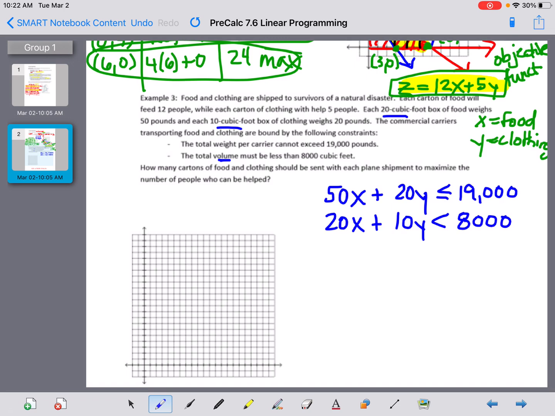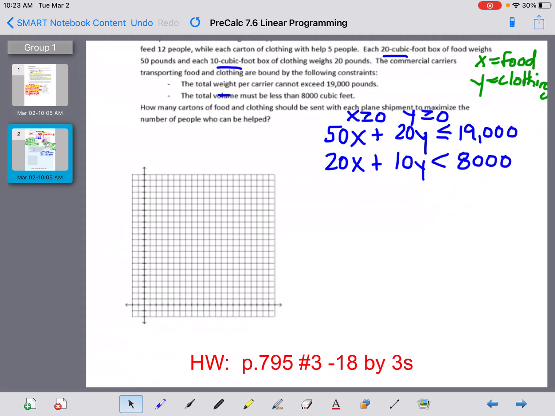Don't forget, again, we can't take negative of anything, so x should be greater than or equal to 0, y should be greater than or equal to 0. Remember, we could find out that maybe we should only take food, or maybe only clothing. That's what we're trying to figure out here. Our constraints are what we're going to graph to find our corner points. So let's do the best job we can in graphing this.